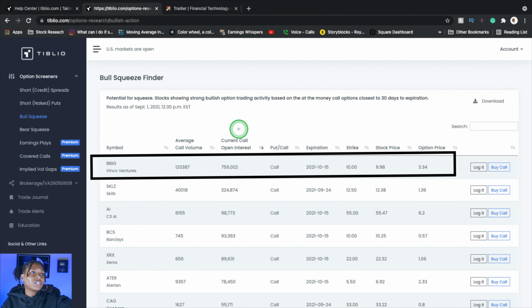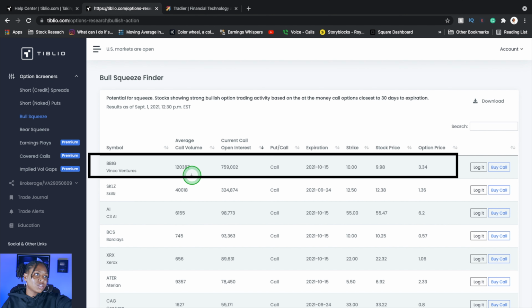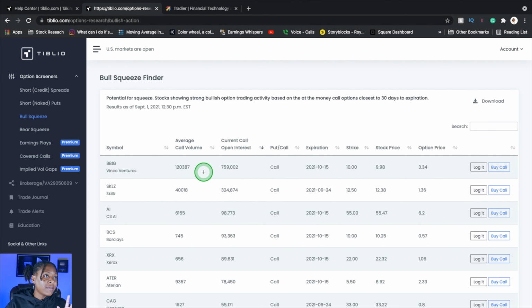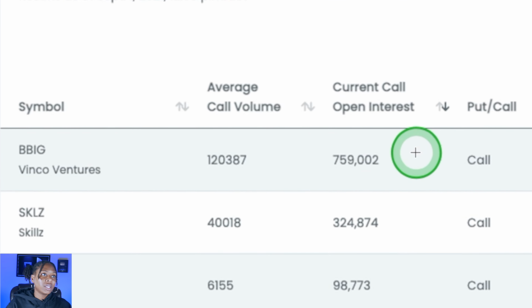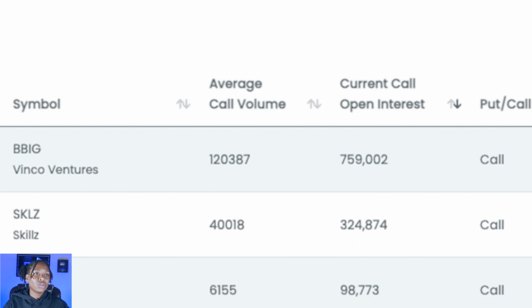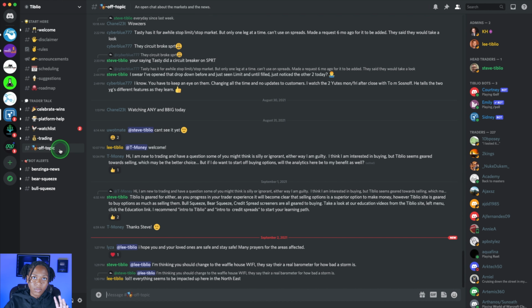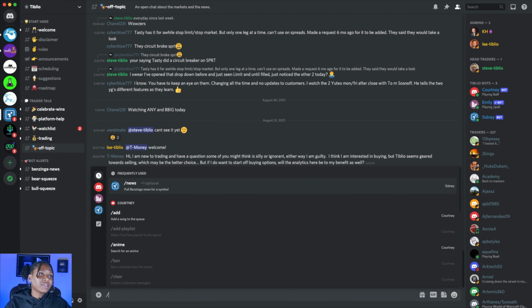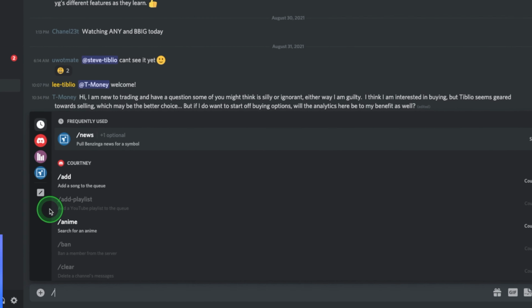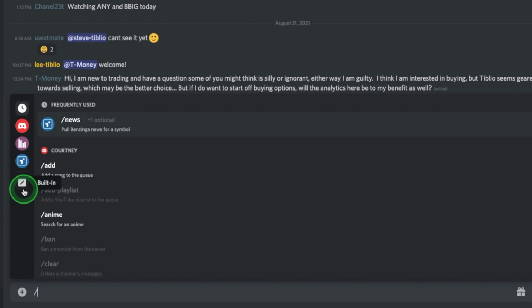So I'll just use this first one as an example. I see BBIG, and it has a pretty high volume. So let's go over to the Discord. You can just go to any room. Normally I do it in off topic, and all you're going to do is type in /, and that's going to bring up what is called your slash command. These are all the different commands that you can do in Tiblio.